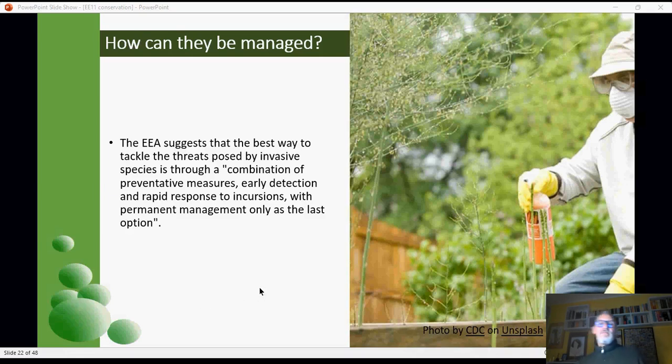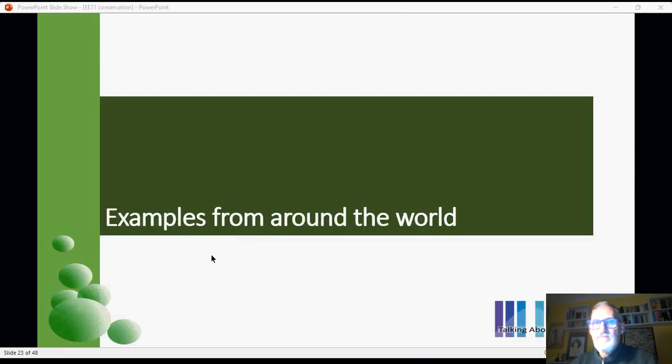Okay, how can these things be managed? Well, it's recommended to use a combination of detection and responding rapidly. And unfortunately, it requires permanent monitoring. And this is where part of the cost comes in.